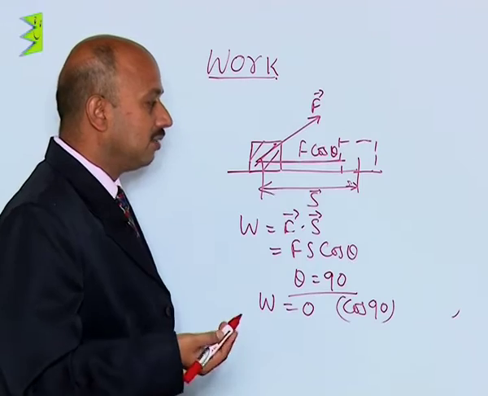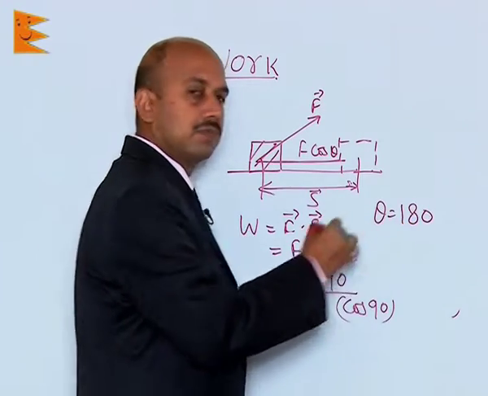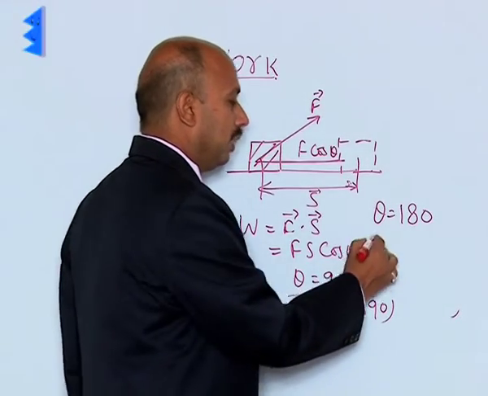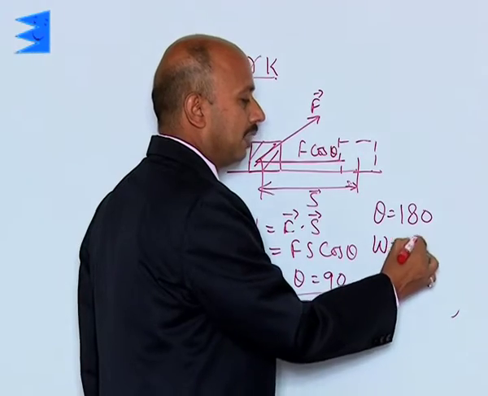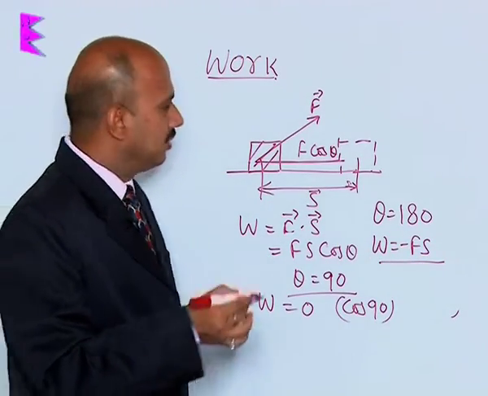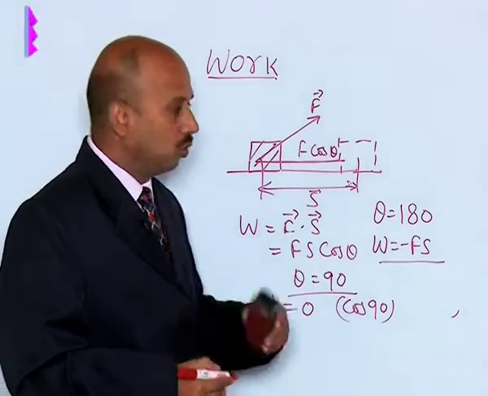Now, we can take another example. If theta is equal to 180 degree, cos 180 is minus 1. So, we can write work is equal to minus Fs. Here the work done by the force is negative. Let us take examples of all this, the positive work done, negative work done and the 0 work done.